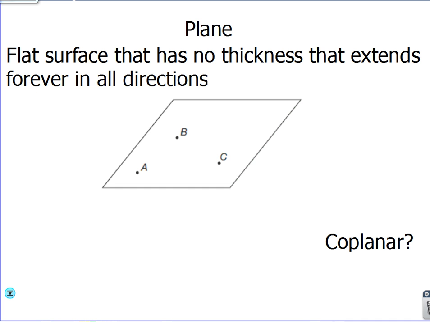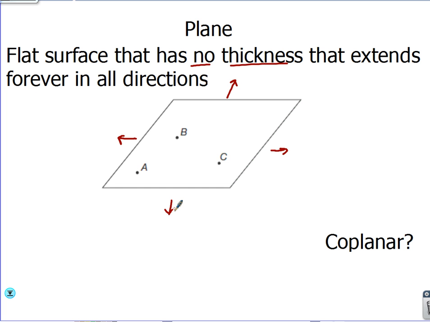A plane is a flat surface. Notice again, no thickness. A plane is a flat surface that has no thickness, that extends forever in, it says, all directions, but I'm going to go with 4 different directions: north, south, east, west in this case. Because it doesn't extend out from the board, so I really don't like that in all directions. A plane is a flat surface that extends forever in its 4 directions, I guess you could say.